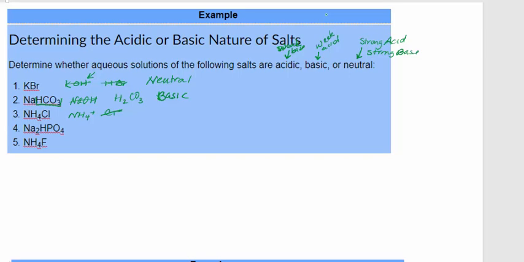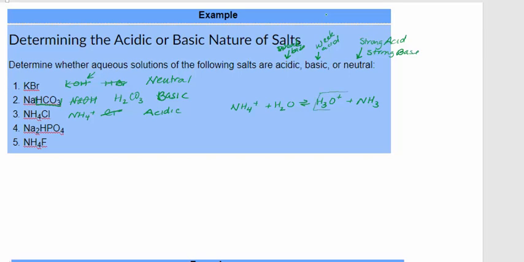Remember how we figure that out. The ammonium ion and water: the ammonium ion would act as the acid, and it would give up that hydrogen ion to the water to form hydronium and ammonia. So because it would form hydronium, it becomes an acidic solution.